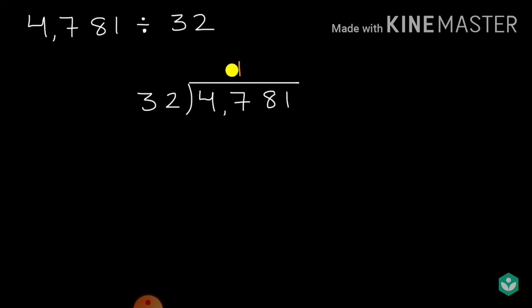Now we multiply 1 times 32. 1 times 2 is 2. 1 times 3 is 3. You knew that 1 times 32 is 32. And then we subtract 32 from 47. Let's do that. And we get 7 minus 2 is 5. And 4 minus 3 is 1.